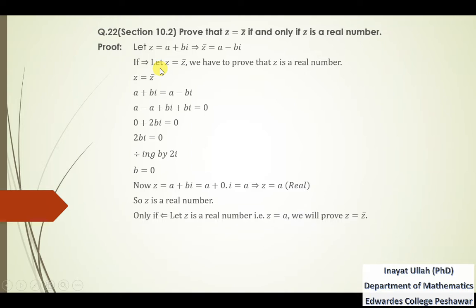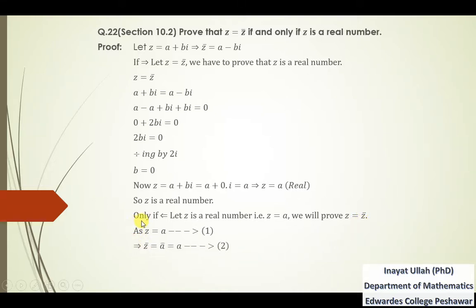The converse part is we need to take this side true. We need to take "only if" means take that side true. Let's say z is a real number, that is, z is a real number means z is equal to a. We will prove that z is equal to z conjugate. Now as z is equal to a real number, we need its conjugate.